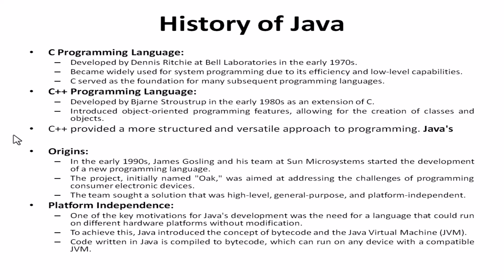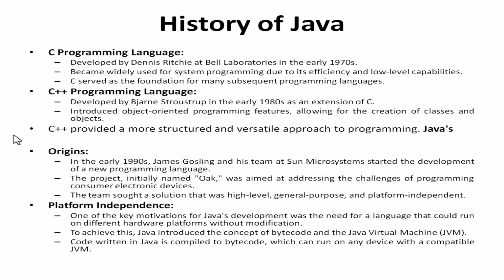Origins. In the early 1990s, James Gosling and his team at Sun Microsystems started the development of a new programming language. The project, initially named Oak, was aimed at addressing the challenges of programming consumer electronic devices. The team sought a solution that was high level, general purpose, and platform independent. They needed a programming language which could support the internet, share data among web servers, communicate between different systems, and implement different kinds of protocols.